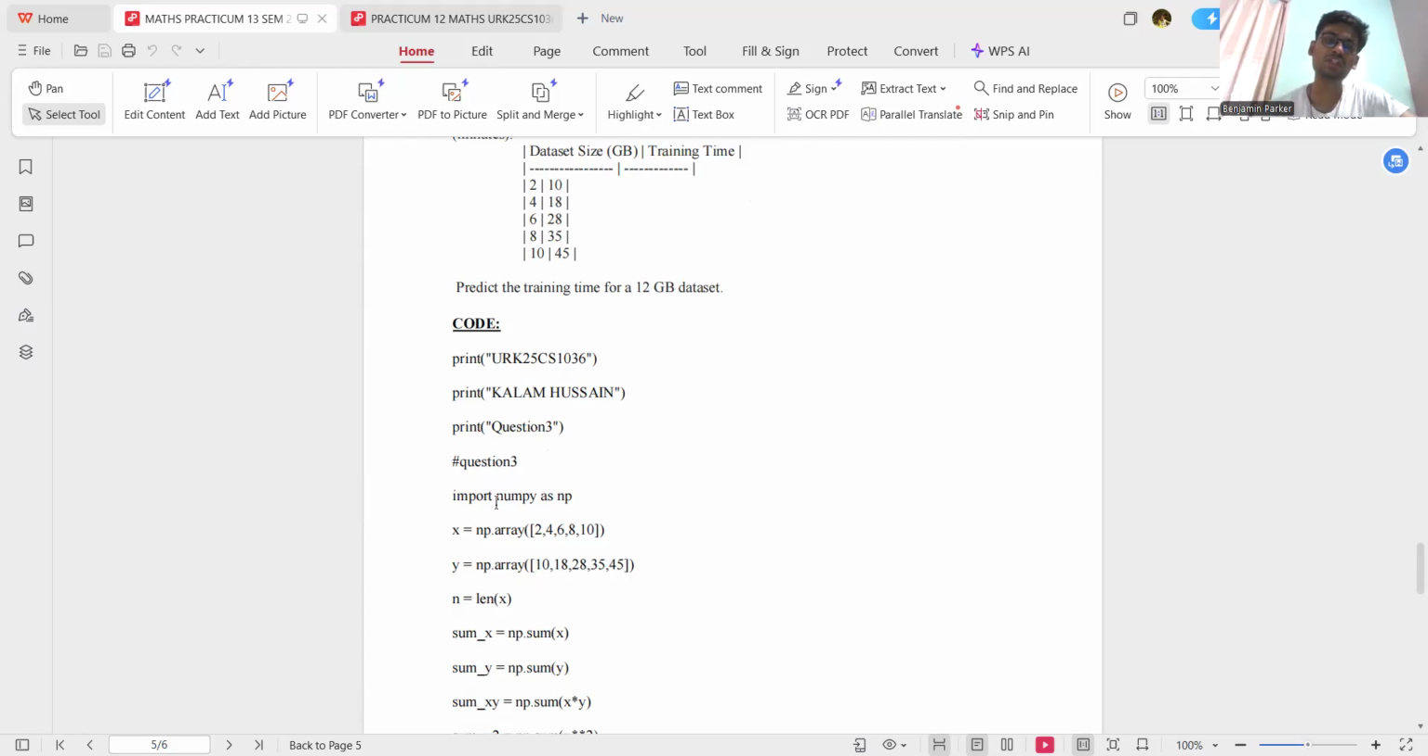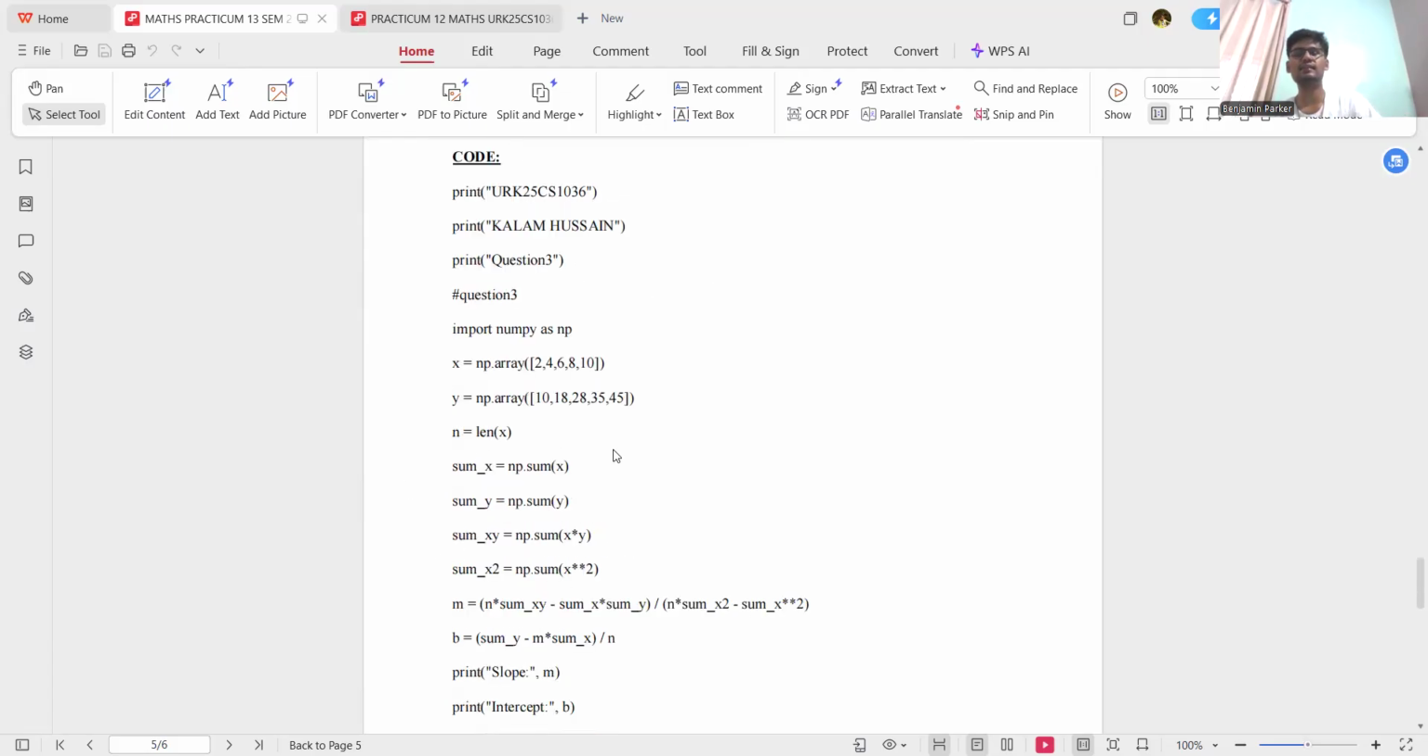And on to the output code. First step is to import numpy as np, and we are uploading the values x and y into np.array, which is 2, 4, 6, 8, 10 for x and 10, 18, 28, 35, 45 for y. And after that, n is the length of x, sum x is equal to np.sum(x), sum y is equal to np.sum(y), sum xy is equal to np.sum(x*y), and sum x square is equal to np.sum(x square). And the formula is given as n times sum xy minus sum x times sum y, divided by n times sum x square minus sum x whole square.